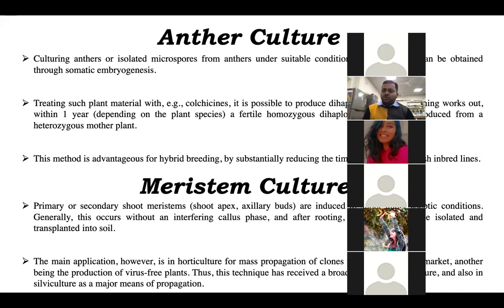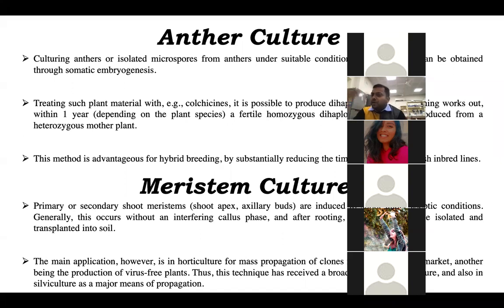And this is because we are using the shoot meristem tip or shoot apex. This is generally a practice used in horticulture for mass propagation of clones for the commercial market, and also for the production of virus free plants. We'll come to that later, like why we use meristem culture for virus free plants. But just to give you a brief, the meristem tips are generally considered virus free, they are not affected by virus infestation or contamination. So when we have a virus infected plant and want a virus free plant, we just do a meristem culture.